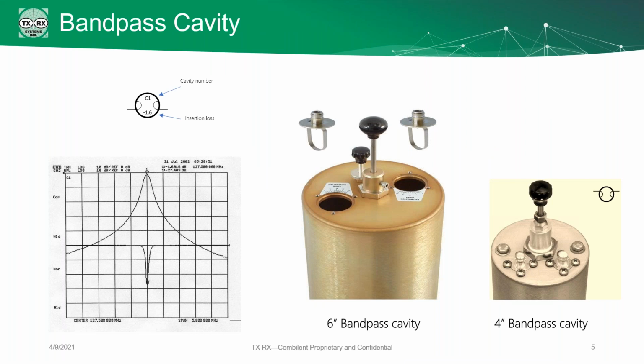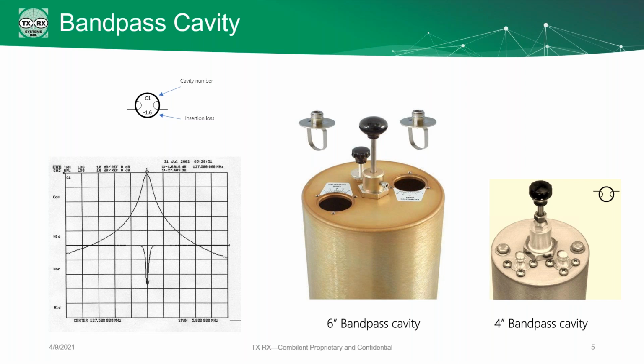The bandpass cavity has a classic bell curve shape, which passes a narrow window in the frequency domain and gradually rejects more as the frequencies are farther away from the center. This cavity is available in 4-inch, 6-inch, and 10-inch diameters. These cavities can be easily cascaded to achieve the total isolation required.